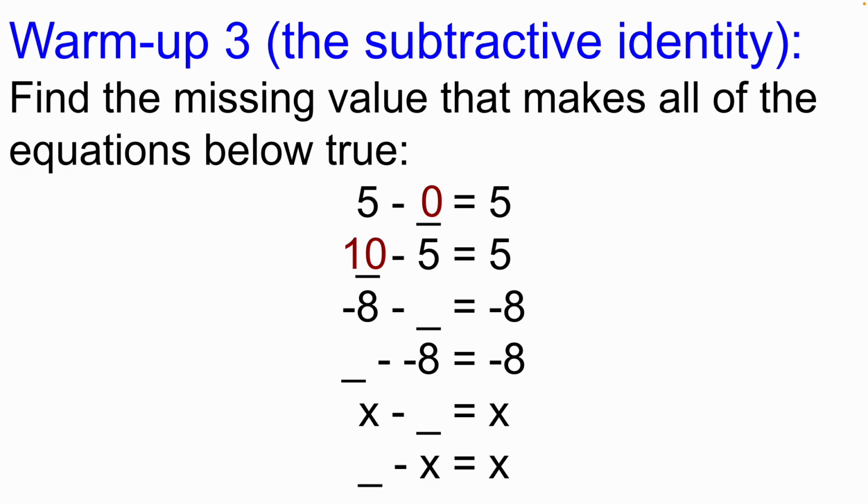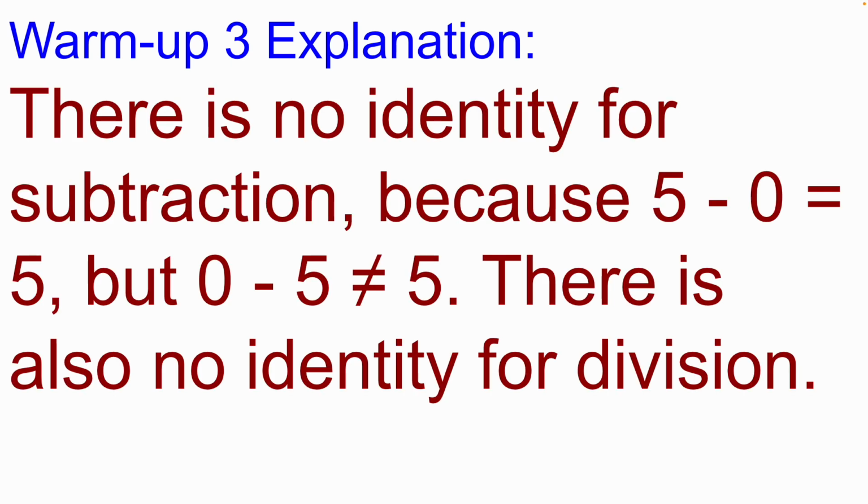And negative 8 minus 0 equals negative 8. But 0 minus negative 8 doesn't equal negative 8. That would be positive 8. So this is actually negative 16. x minus 0 equals x, but 0 minus x doesn't equal x. That would equal negative x. So this was actually 2x. Okay? What does that tell us? It means there is no identity for subtraction because 5 minus 0 equals 5, but 0 minus 5 does not equal 5.